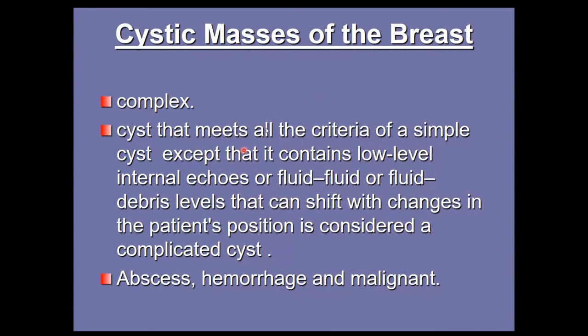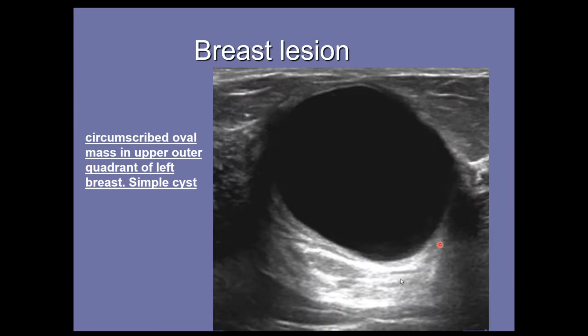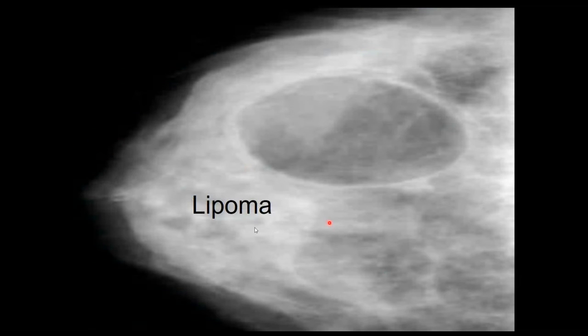Sometimes a cyst may be complex also, in cases of abscess, hemorrhage, or malignancy. All the features which I told you as absent may be seen in abscess or hemorrhage. For example, there are septations, or sometimes you can see echoes inside the cyst. They are all indicative of a complex cyst.